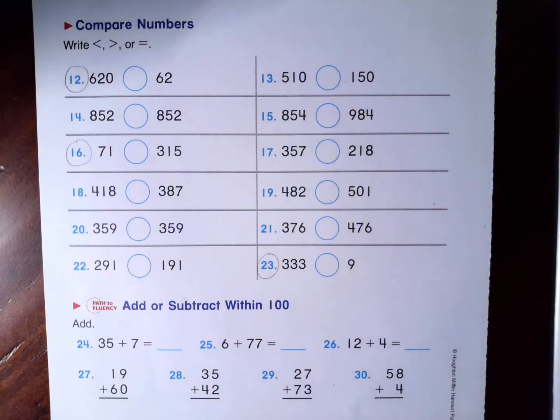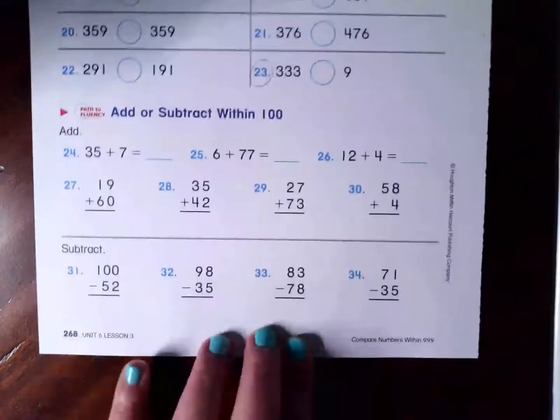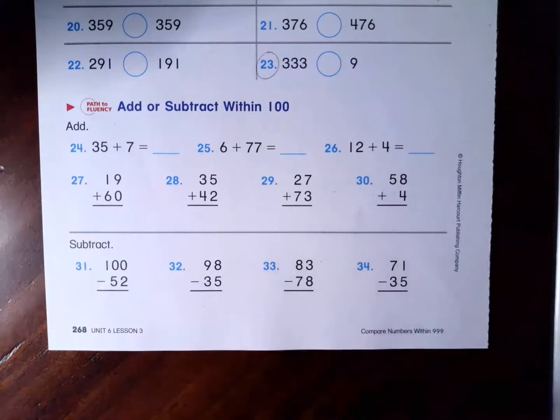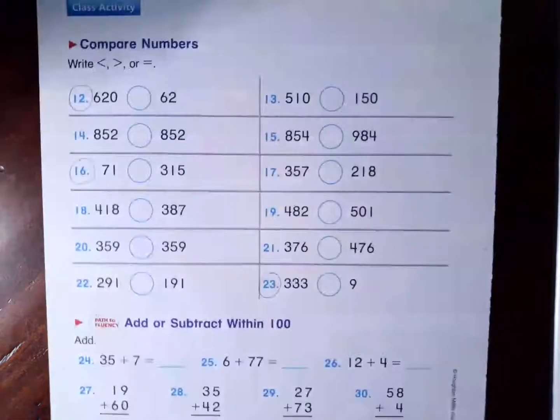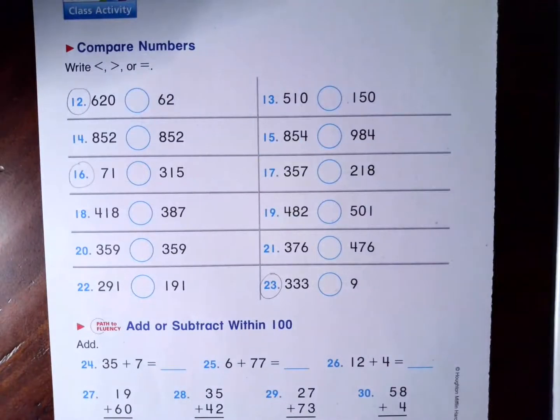So you're going to fill in the correct signs for 12 through 23. And then at the bottom, you have some adding and some subtracting to do. Make sure you show your new groups when you're adding, and make sure you show you're crossing out your ungrouping when you are subtracting. Go ahead and complete 12 through 23. Then press play on the video to check your answers, and then you can finish the page. Please pause the video.